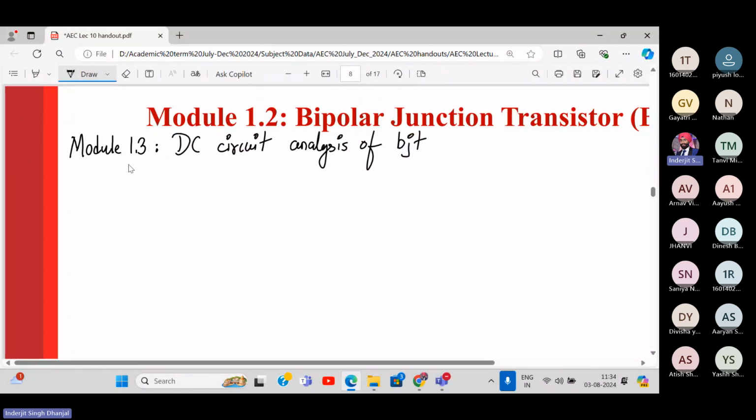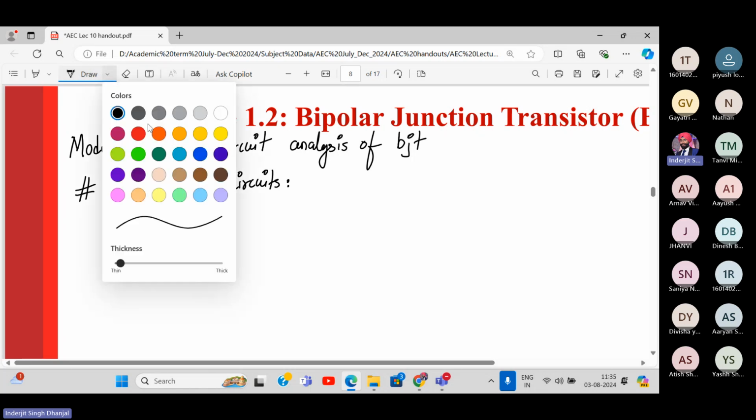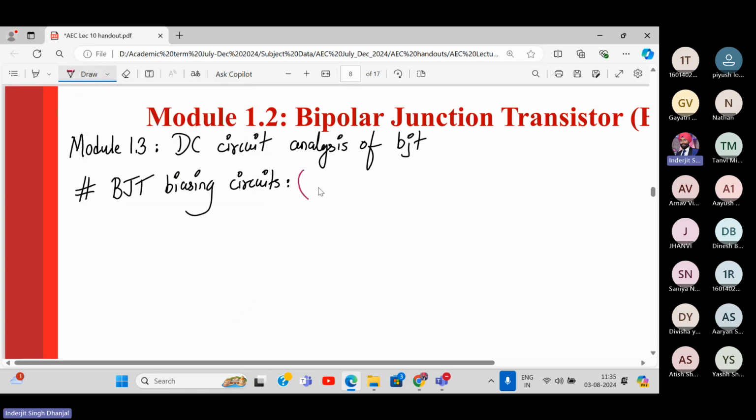Okay, so we have completed 1.2, and now we dive into 1.3. Let's start with the types of BJT biasing circuits. So write down BJT biasing circuits. What do they do in general? They stabilize and help us find the proper values of IC and VC. Also, the major advantage is that it eliminates the need of an additional power supply.